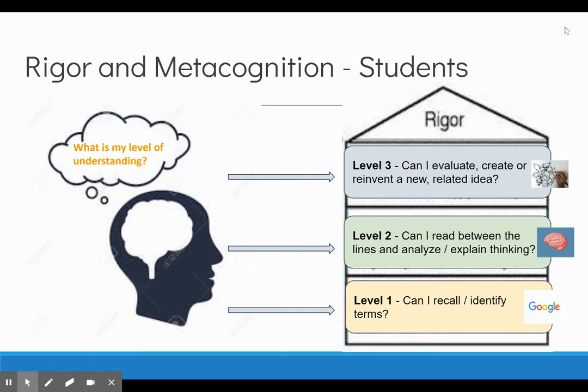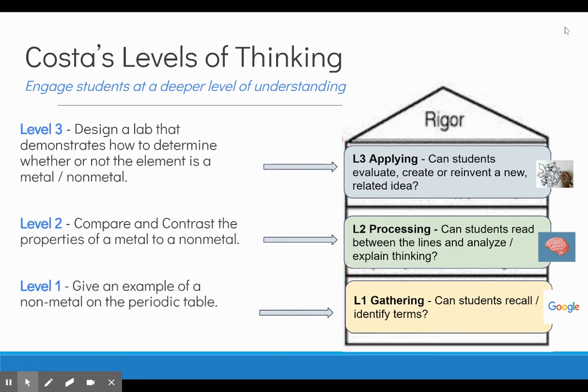Each of these levels increases the amount of rigor that a teacher instills within a lesson and that the students bring to their levels of understanding. Teachers can also use Costa's to assess student understanding of concepts and design lessons at various levels of rigor to engage students at higher levels of understanding.